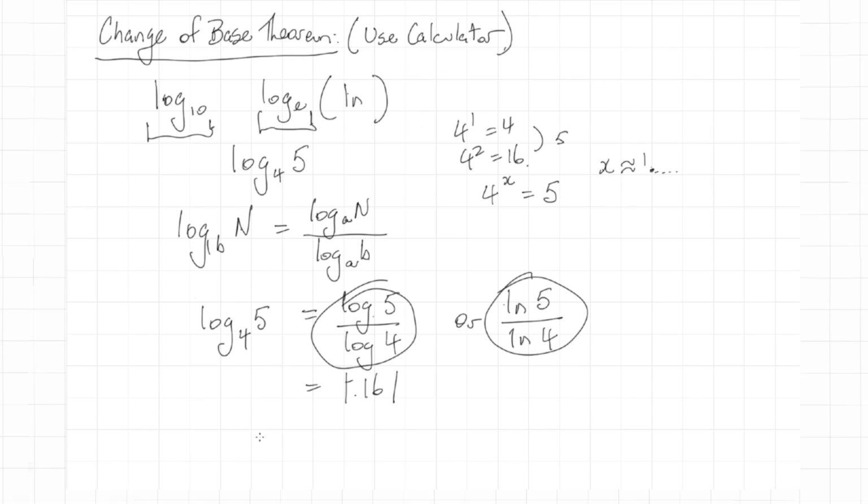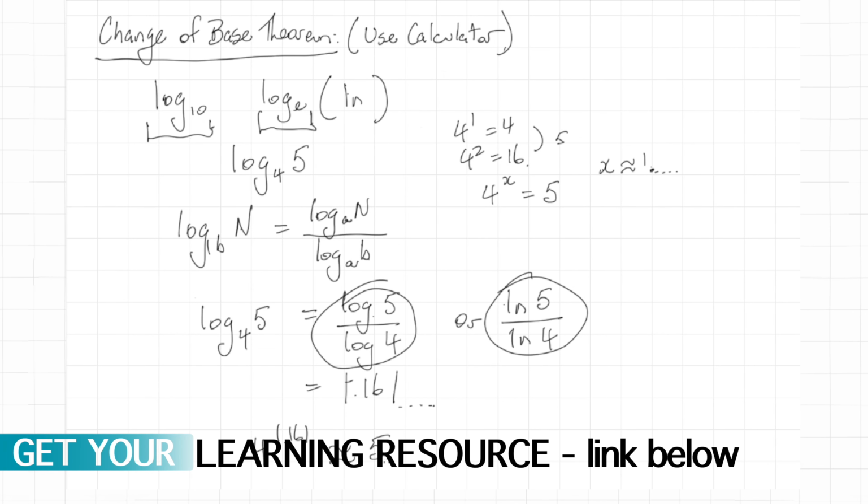That means that this base 4 raised to 1.161 will be approximately equal to the number 5. The more decimal places, obviously, the closer your approximation is to the number 5.